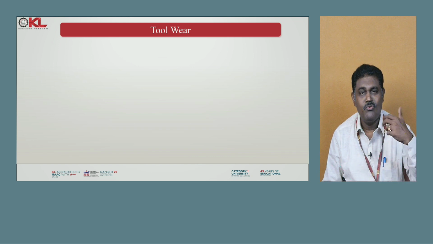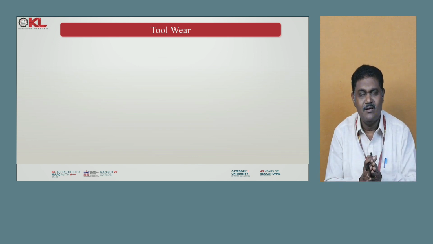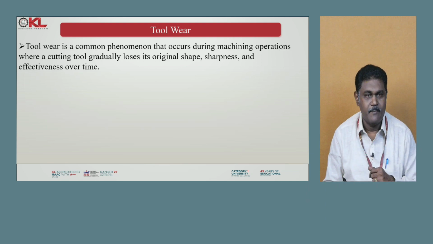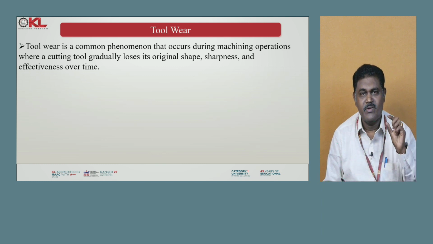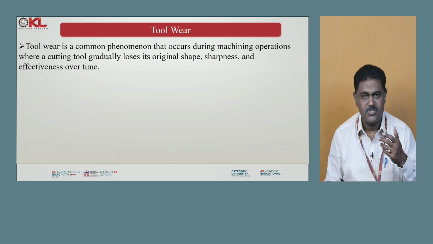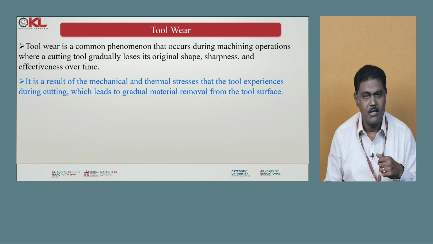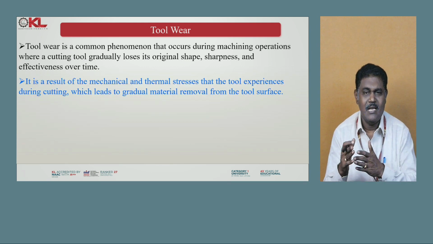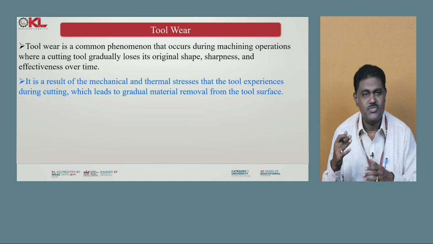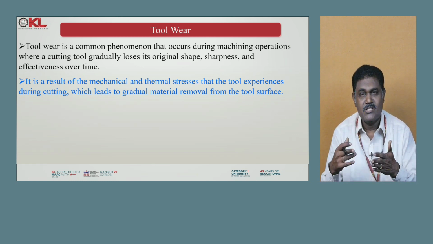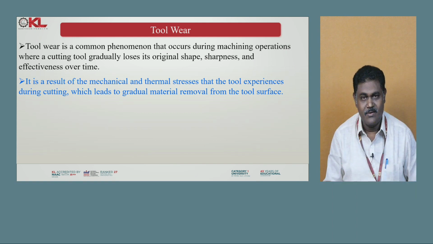And coming to the tool wear. Because we have seen the different types of chips, how they will be contacting and leaving on the surface of the tool, wear and tear of the tool is also happening. So, tool wear is a common phenomenon that occurs during machining operations, where a cutting tool gradually loses its original shape, sharpness, and effectiveness over time. It is a result of the mechanical and thermal stresses that the tool experiences during cutting, which leads to the gradual material removal from the tool surface.